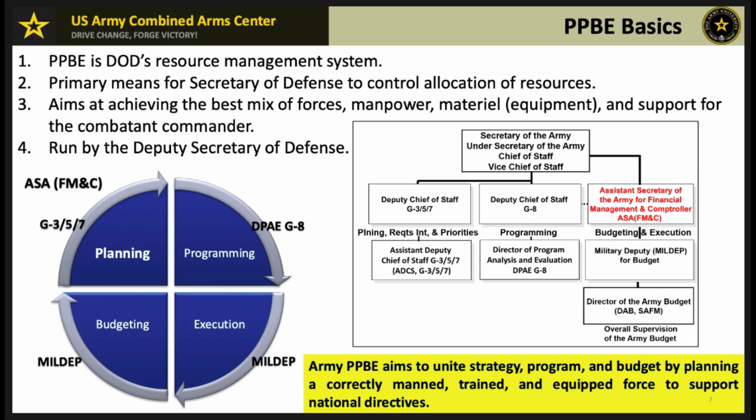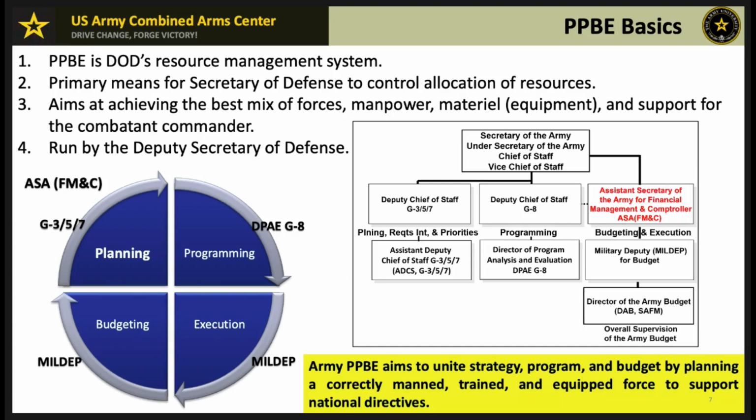This slide provides a basic overview of the PPBE process and key personnel responsible for each phase in the Army. As the DoD's primary resource management system, PPBE creates a plan, program, and budget to support combatant commanders with the best mix of forces, equipment, and manpower within fiscal limits. Its 2 main outputs are the Future Years Defense Program, the FYDP, and the DoD's budget request, part of the President's budget. The Army's PPBE process aligns strategy, programs, and budgets.